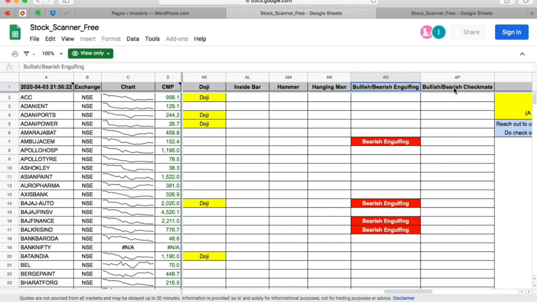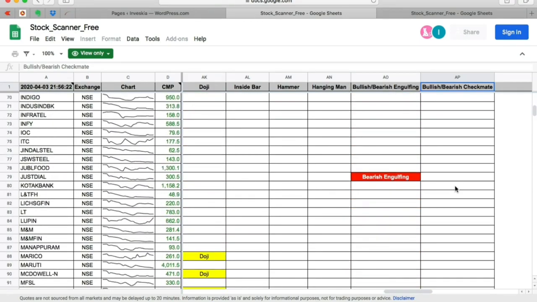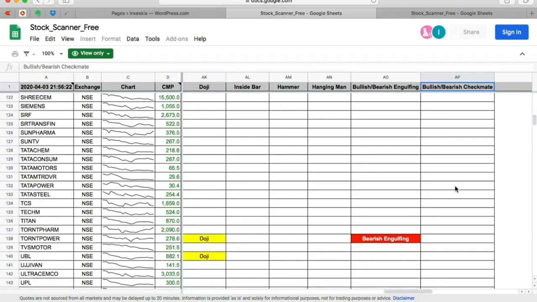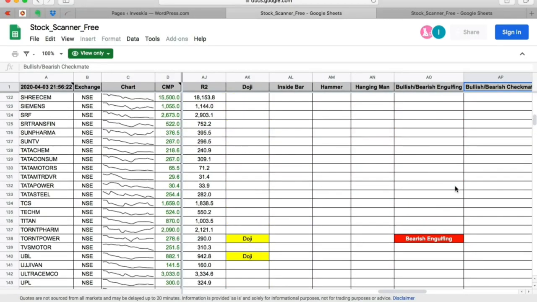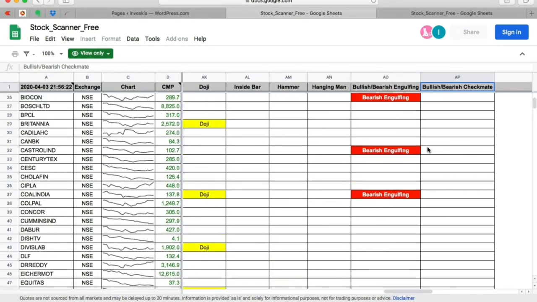The last one is bullish bearish checkmate. It's a very good indicator, but it happens rarely. You have to keep on looking whether you find it or not. So it's not there. So it's the end of the sheet.